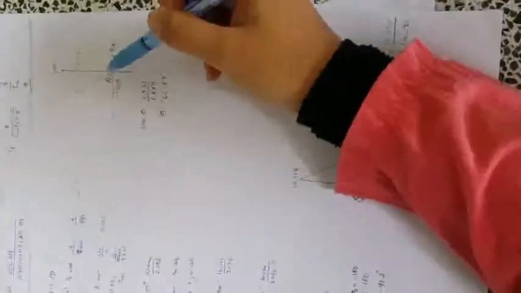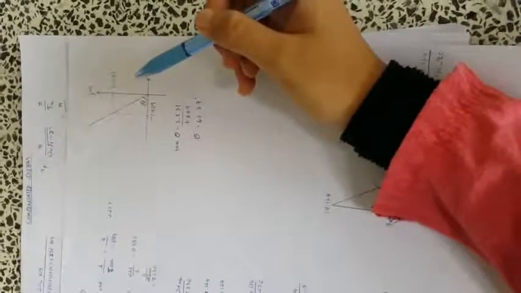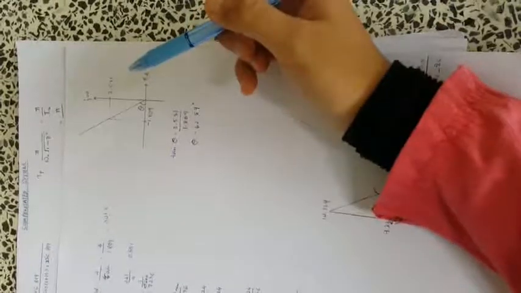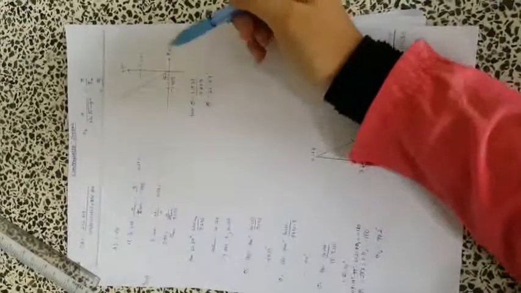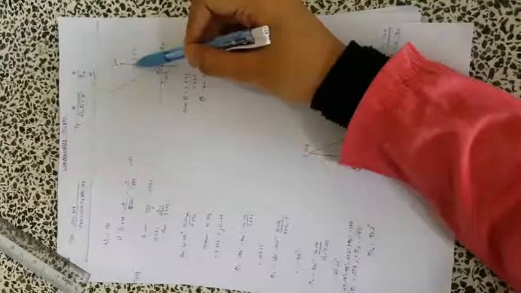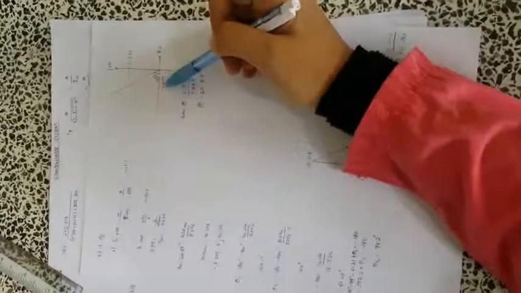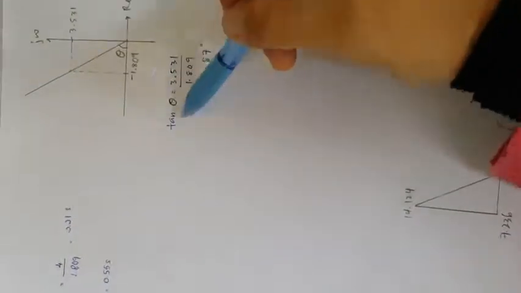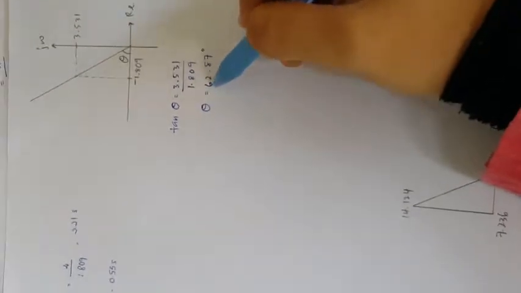Then we should find the theta to find the angle here. Since we need to know the imaginary part for the compensated system, we should know the theta first. So theta is obtained by this trigonometry. We know that our imaginary part is 3.531 and our real part is -1.809. So we can find theta by using tangent. So tangent theta is equal to 3.531 over 1.809, and our theta is 62.87 degrees.